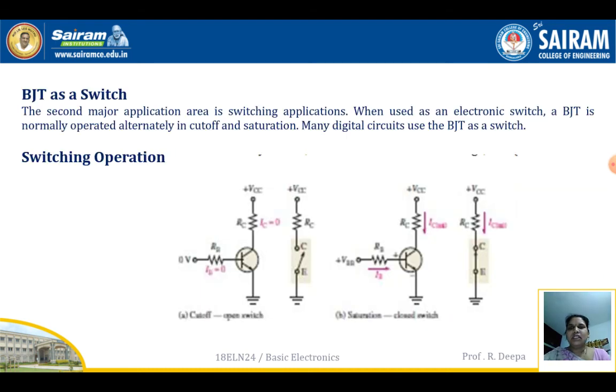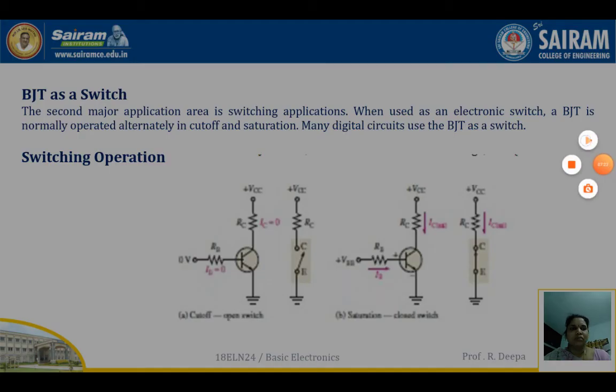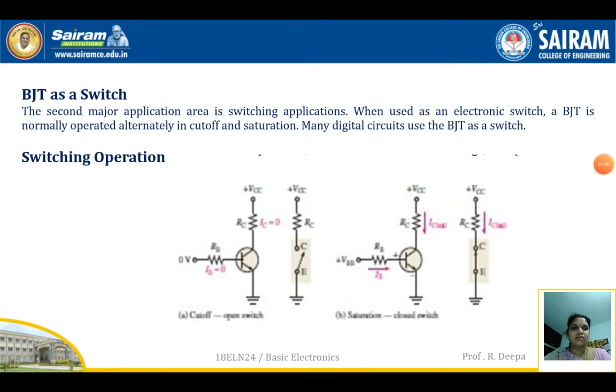So the next major application of transistor is that it is going to act as a switch. When used as an electronic switch, this BJT is normally operated alternatively in cutoff and saturation region. That is, we need to operate the transistor in cutoff, then saturation, again in cutoff and then saturation. So here the circuit diagram given shows the operation of BJT as a switch.